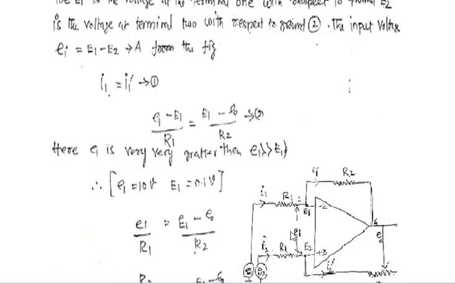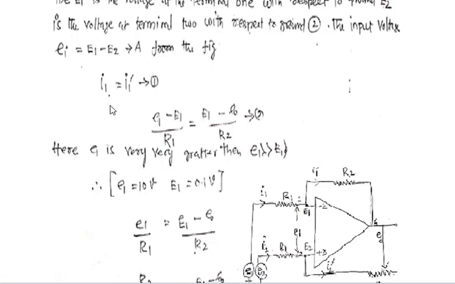This input voltage, EI, the input, is nothing but the difference of these two voltages: the voltage at this point and the voltage at this point, capital E1 minus capital E2. See here, this is the first equation. So, from the circuit, we know that I1 is equal to I1 dash.